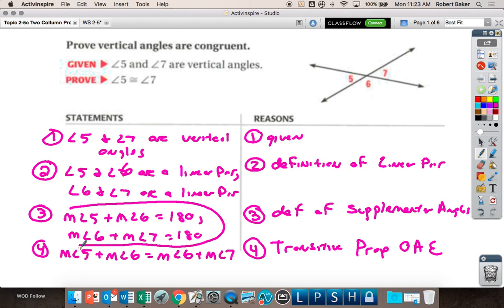Subtract the measure of angle 6 from the 6. So your next statement would be the measure of angle 5 equals the measure of angle 7, because you took away the measure of angle 6 from both sides. Angle subtraction, or just call it the subtraction property. Would you have to put of an angle? Of equality.